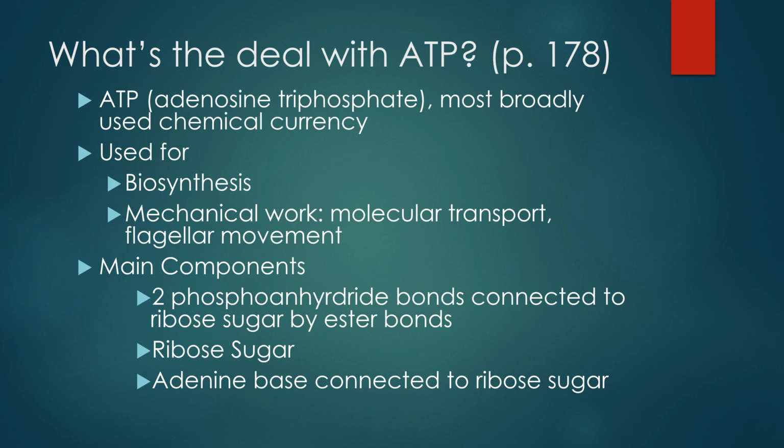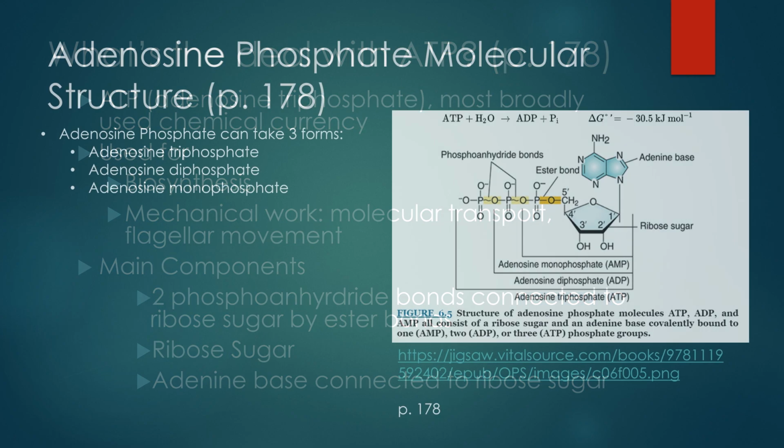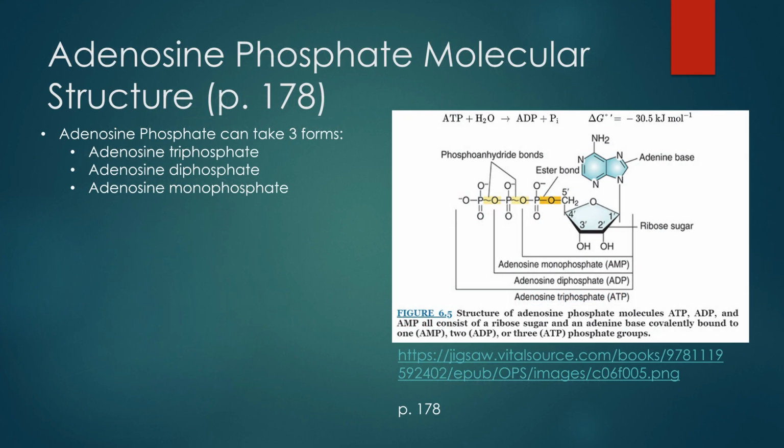The main components of ATP are going to be two phosphoanhydride bonds that are going to be connected to a ribose sugar with an ester bond. Then there's going to be the ribose sugar and an adenine base. So the three forms that this adenosine phosphate can take will be adenosine triphosphate, diphosphate, and monophosphate, and they're only going to differ depending on how many phosphates are connected to the ribose sugar.